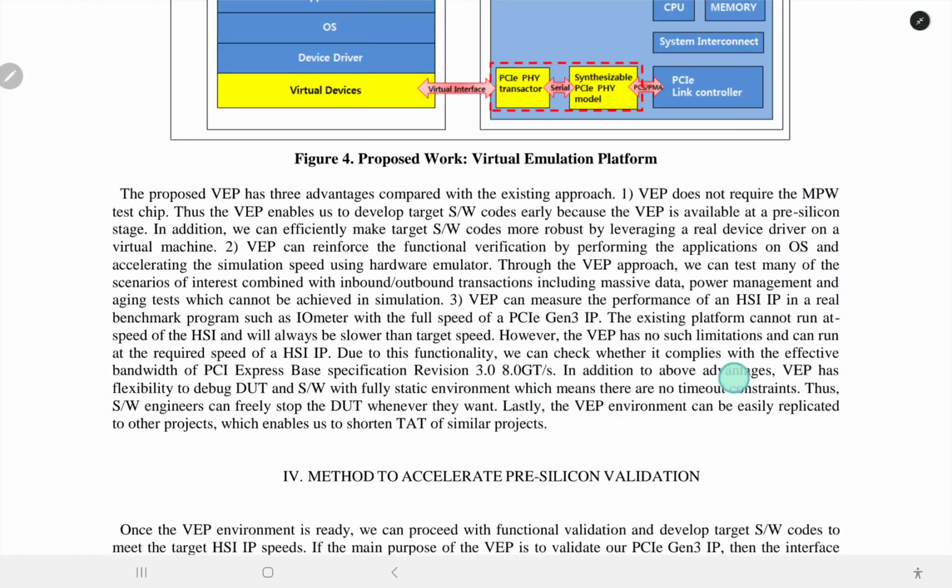So in addition to the above advantages, VEP has flexibility to debug the DUT and the software with a fully static environment, which means there are no timeout constraints. Thus, software engineers can freely stop the DUT whenever they want. Lastly, the VEP environment can be easily replicated to other projects, which enables us to shorten the TAT of similar projects.